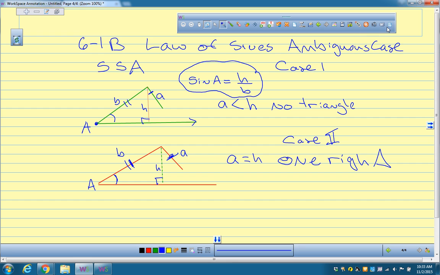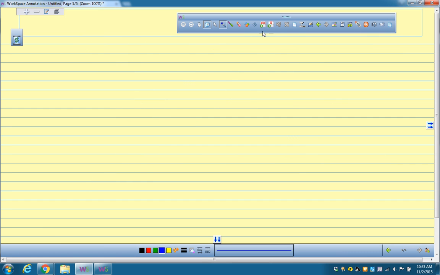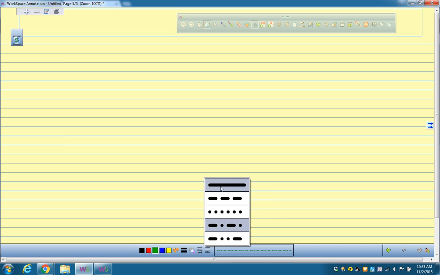Case 3. So let's do this again. Solid line. Let's make this one.